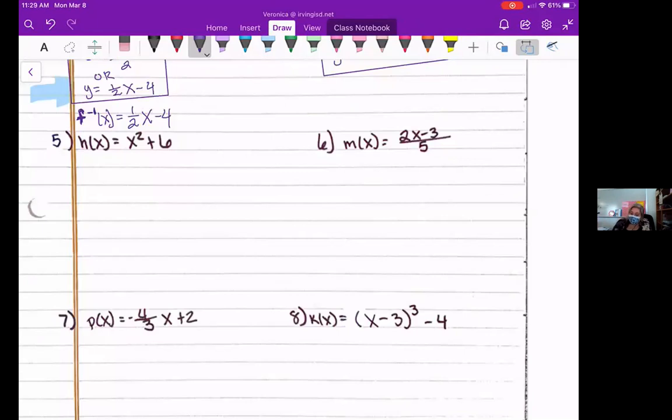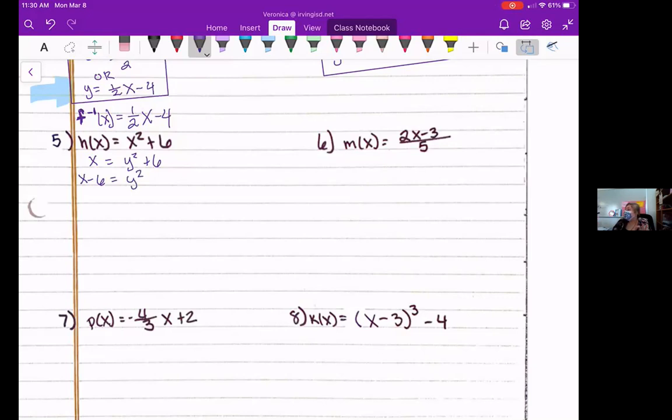Okay, so going over this one, obviously h of x, you're going to change it to y, and then you're going to flip it. So this is going to be x, and then this is going to be y squared plus 6, right? So then you want to solve for y. So you're going to subtract 6 from both sides. So x minus 6 equals y squared. Y squared is not isolated. It has to be only one y.